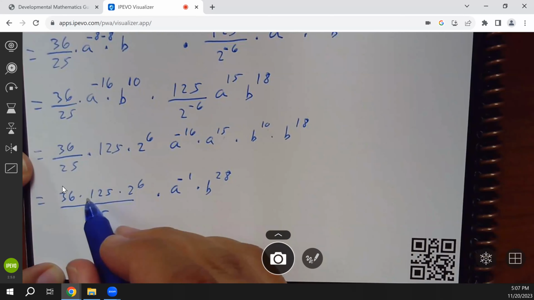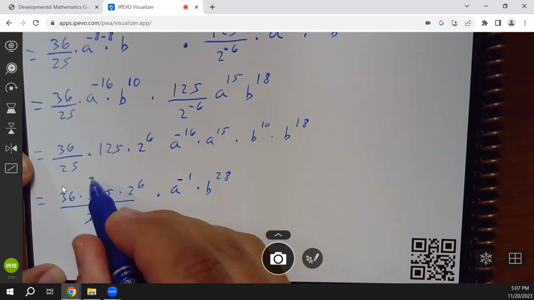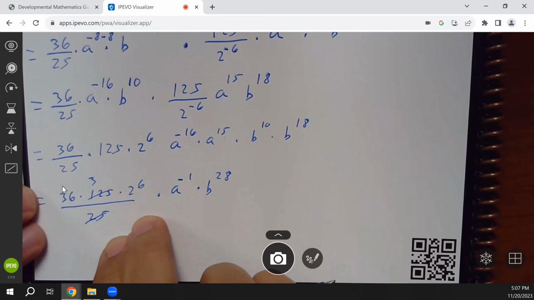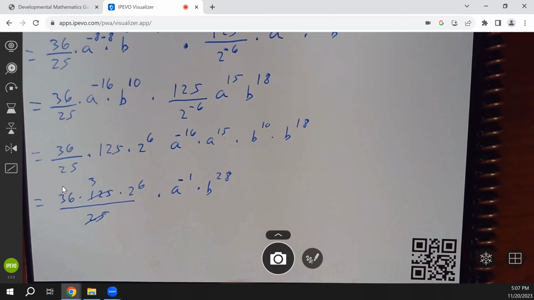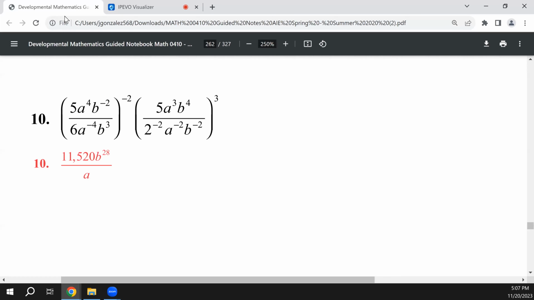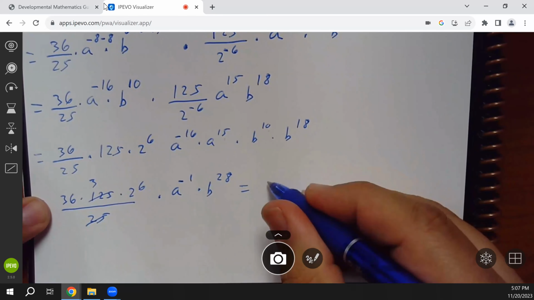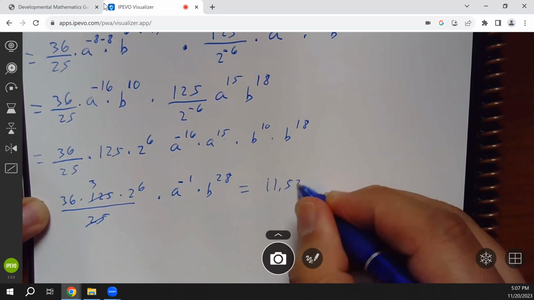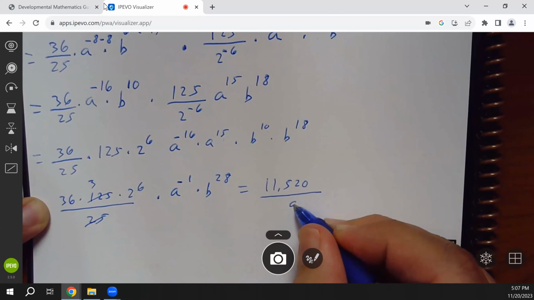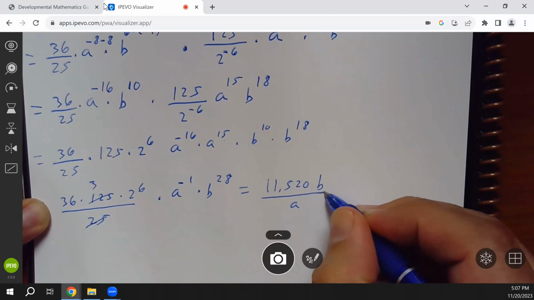125 divided by 25, that's a 5. Or you can just put this into your calculator, and you'll end up with 11,520. This is 11,520. Bring the A to the bottom. That B is just hanging out.